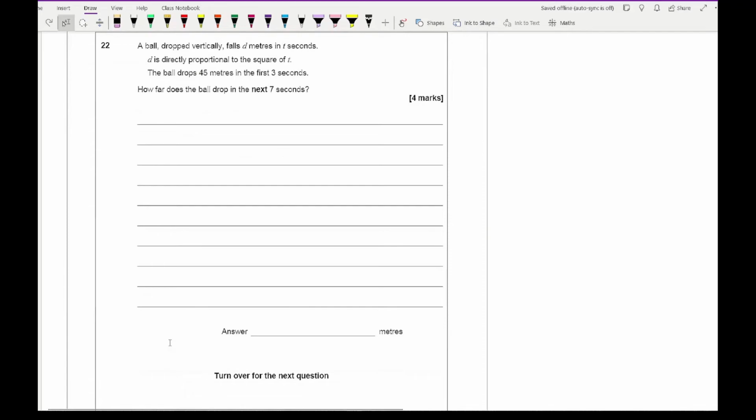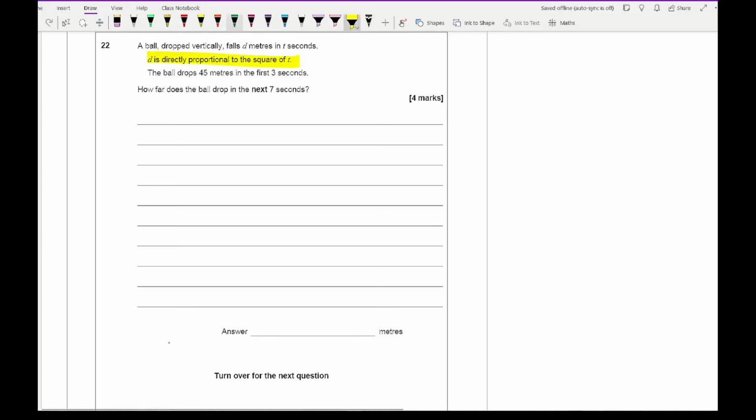Moving on to question 22, it says a ball is dropped vertically and falls d meters in t seconds. The d is directly proportional to the square of t. The ball drops 45 meters in the first 3 seconds. How far does the ball drop in the next 7 seconds? So let's have a look at this. First of all, let's set up our parameters.